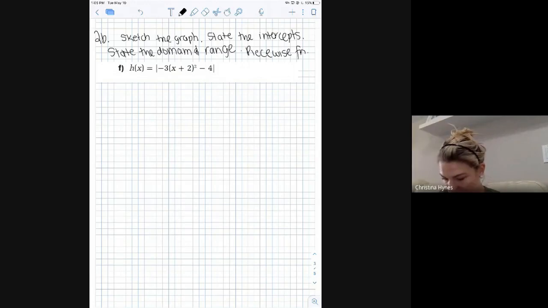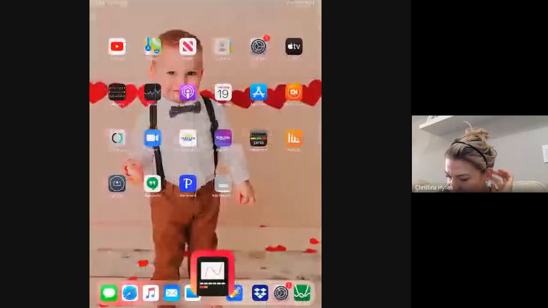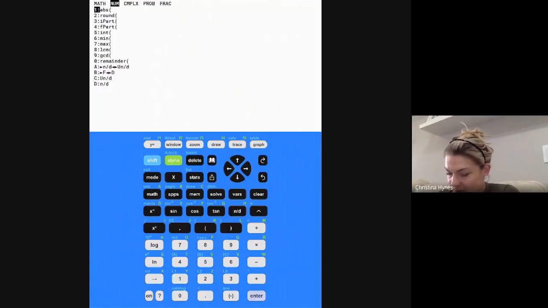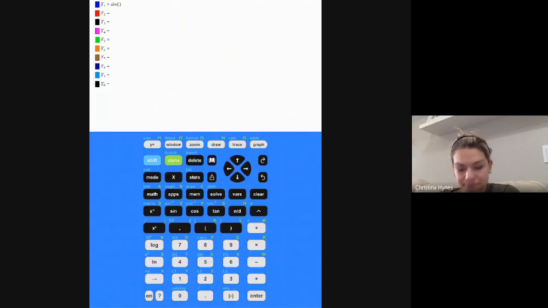I'm just going to write it down so I don't forget what it is. Okay, so go to your graphing calculator and put that in exactly how you have it. You want to go Math, to the right, Number, Absolutes. And then within the absolutes, you're going -3 bracket, x plus 2. So this is a quadratic that is being taken the absolute value for, right?